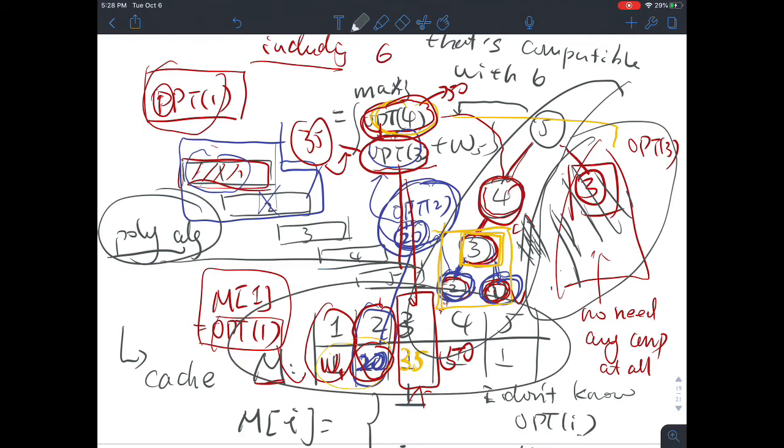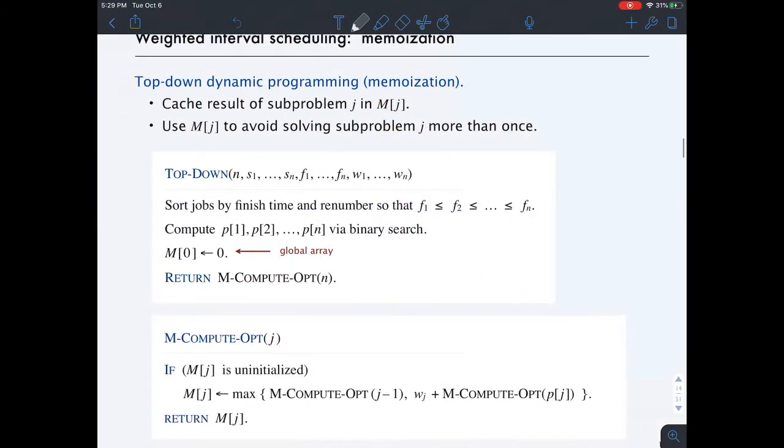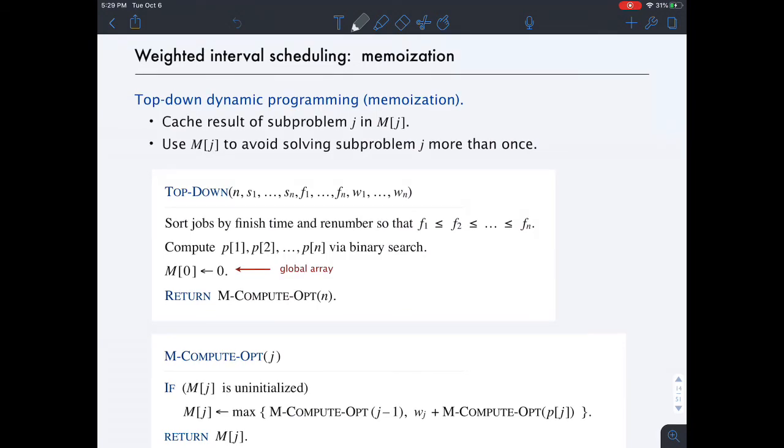You just have a cache, and before you run any recursive call, you look into the cache and see whether I have computed this before. If I have done so, then I just don't recurse. If not, then I recurse. Right, so now let's switch back to the slides over here.